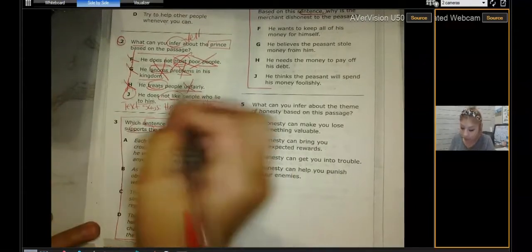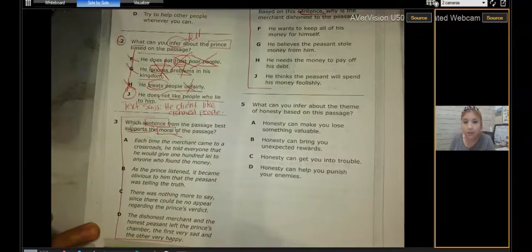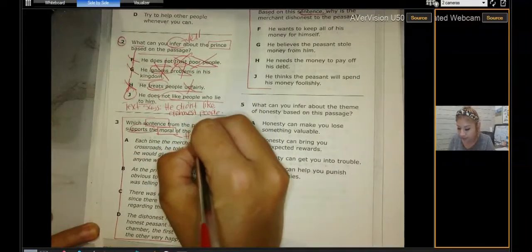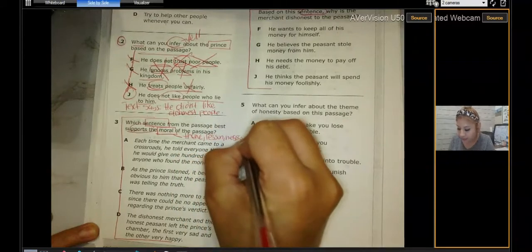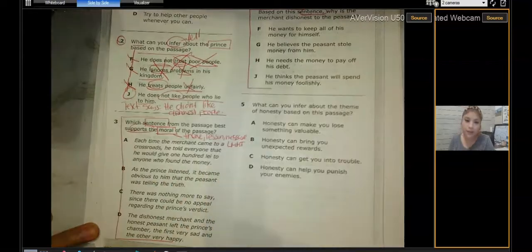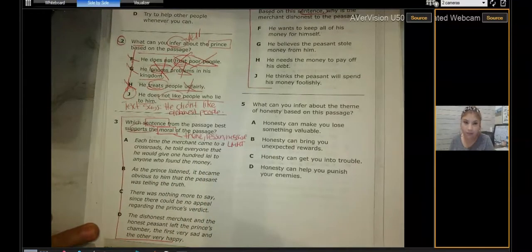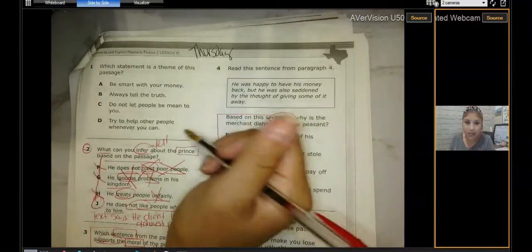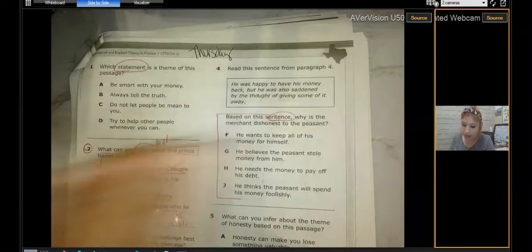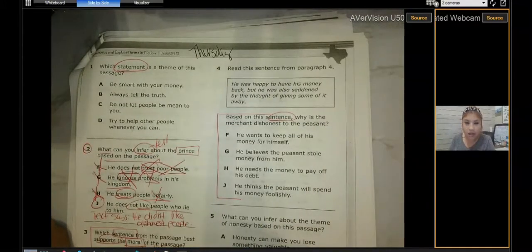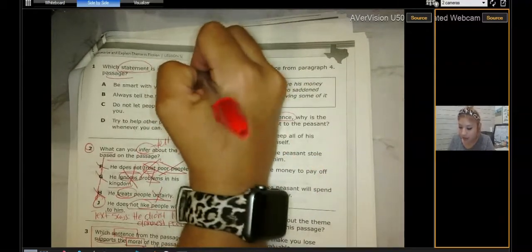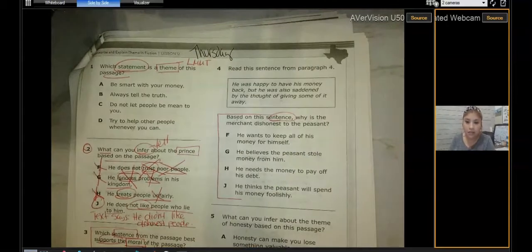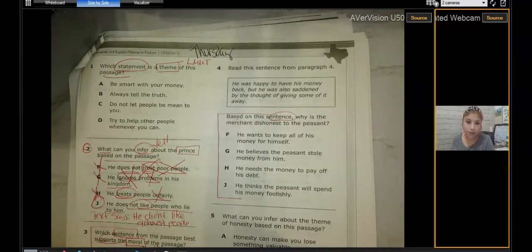Now you're trying to prove the moral. Remember, what is a synonym for moral? Theme, lesson, or message. You could also do LMMT. They're all the same. Number 1, which statement is the theme of this passage? So this one does want to know a sentence that would be a theme of the passage. So theme, LMMT. Lesson, message, moral, and theme.